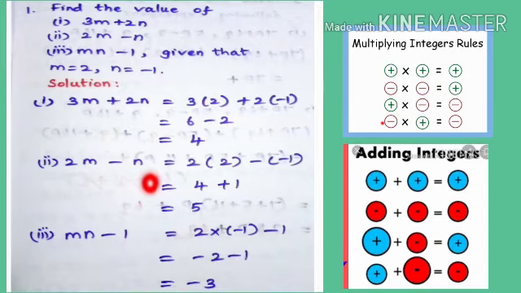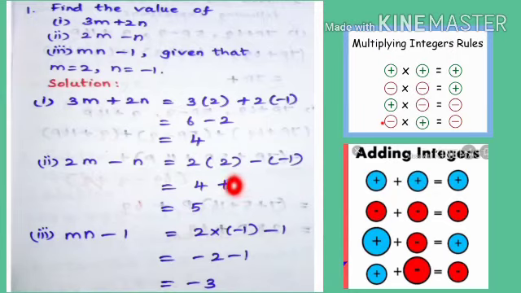2m minus n. As a first step, what we'll do? We have to replace each variable, m and n, by the numerical values which are given in the problem, that is m is equal to 2 and n is equal to minus 1. So we get 2 into the value of m, which is 2, minus the value of n, which is minus 1.